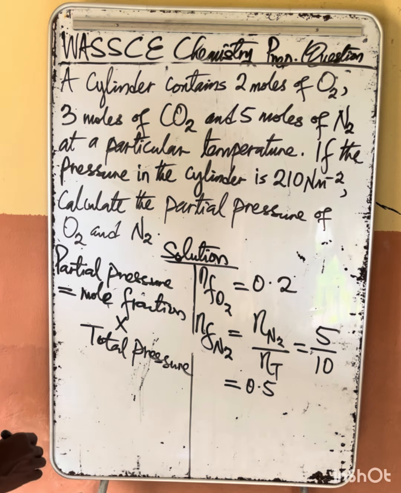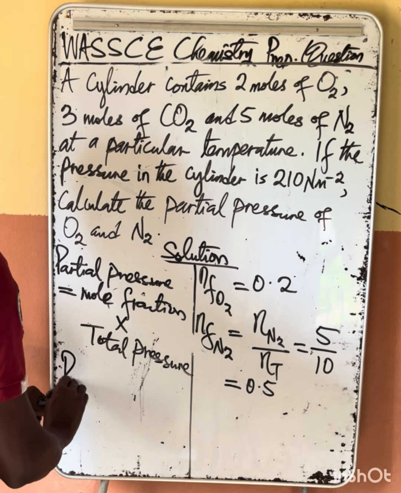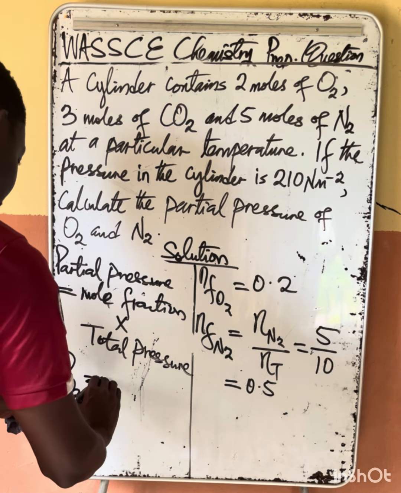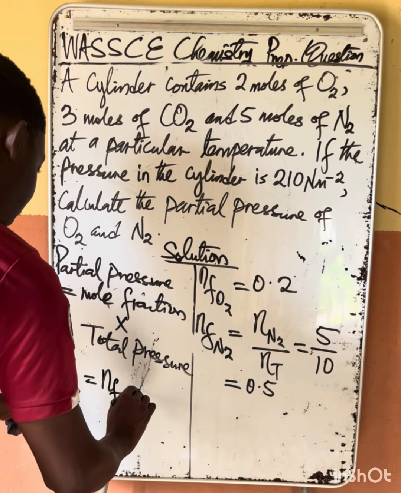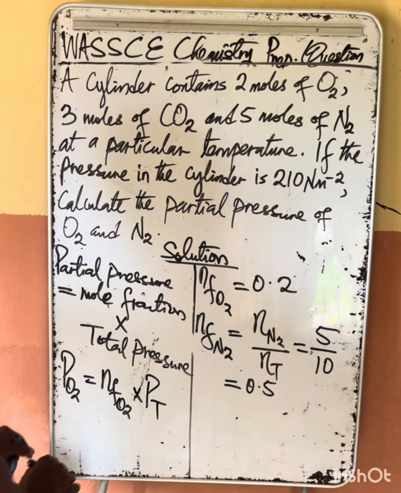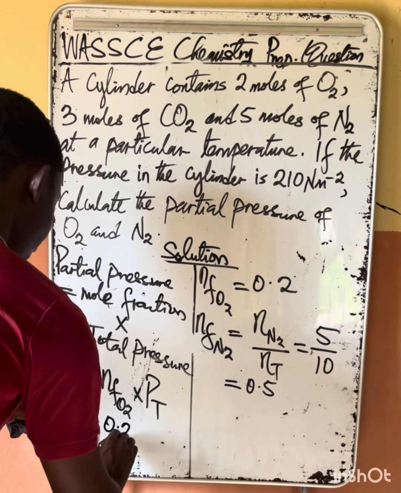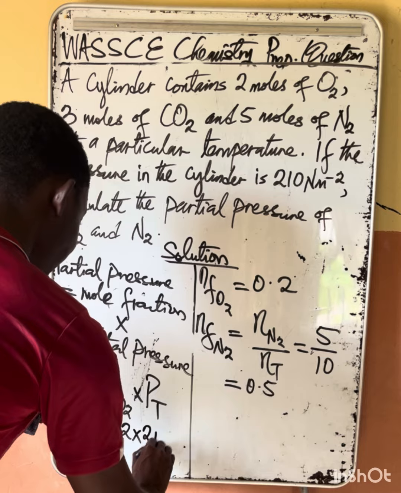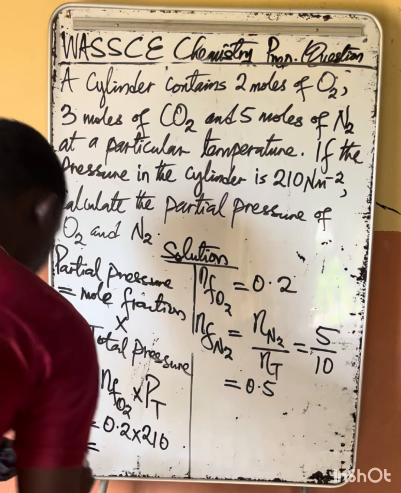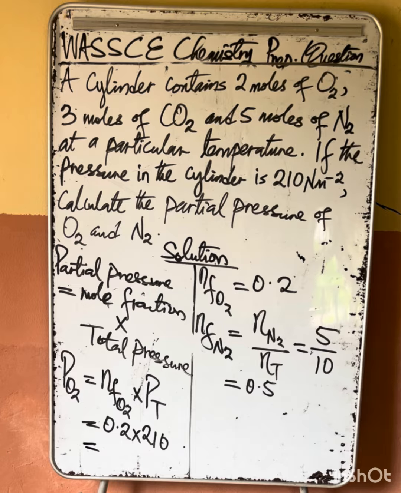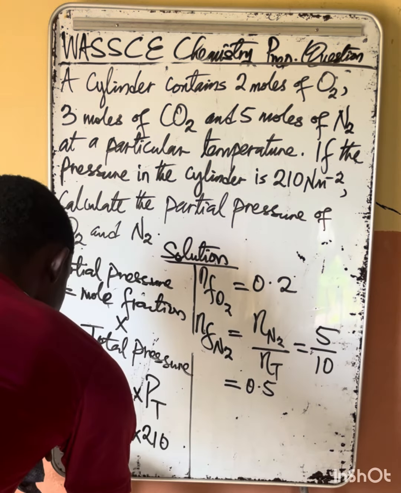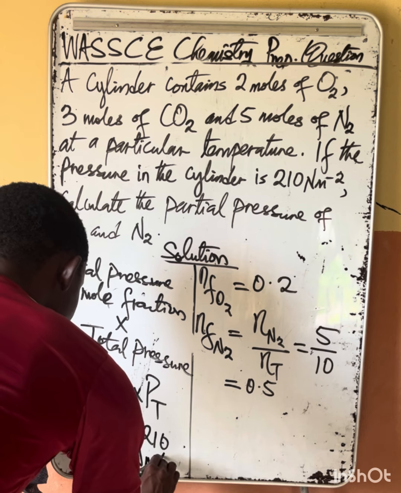For oxygen, the partial pressure of oxygen, PO2, will be equal to the mole fraction, which is NFO2, times the total pressure, which is PT. For oxygen, the mole fraction we got was 0.2. So it will be 0.2 times the total pressure, which is 210. Let's quickly multiply this: 0.2 times 210 gives us 42. So the partial pressure of oxygen is 42 newtons per square meter.